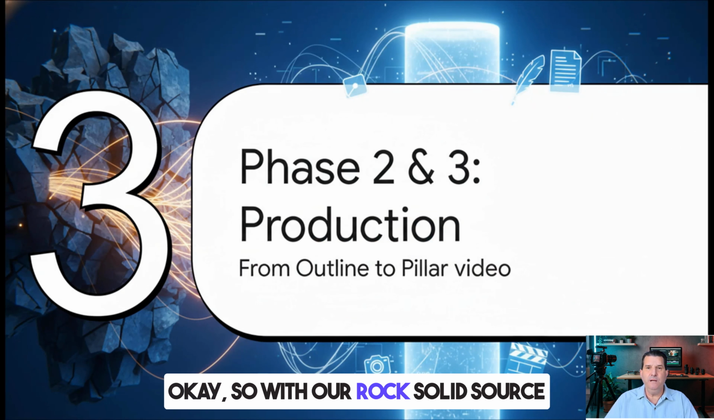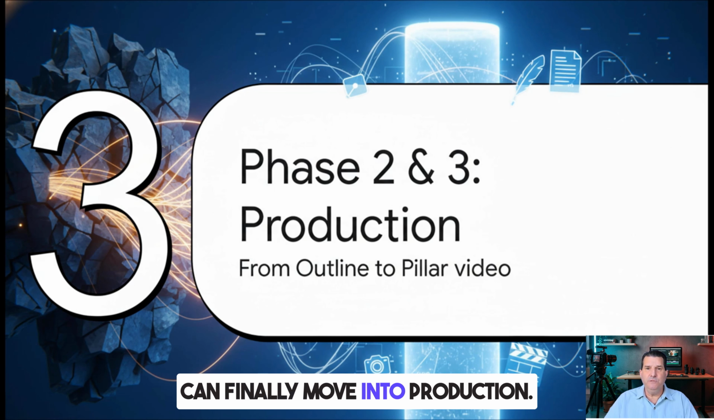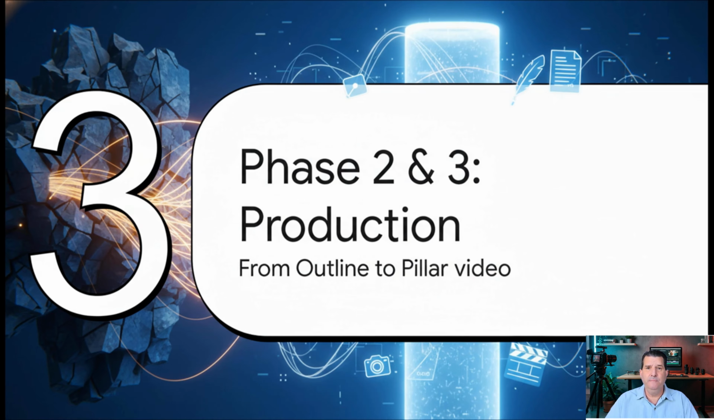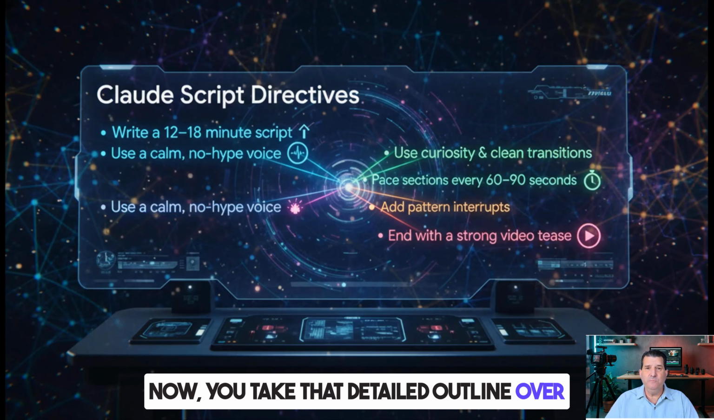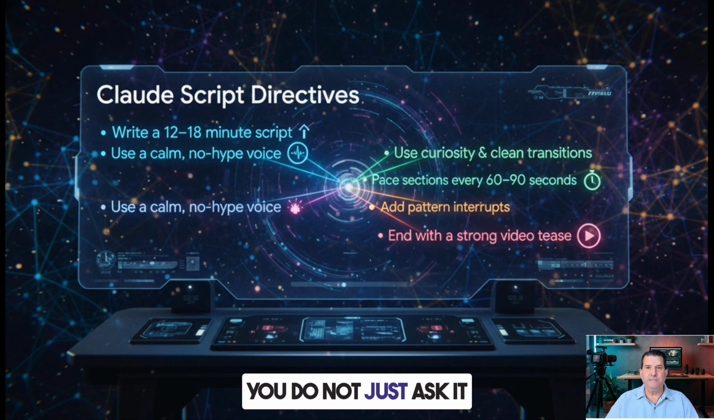Okay, so with our rock-solid, source-grounded outline completely done, we can finally move into production. This is where we turn that blueprint into a compelling script and then create our single most important asset, the pillar video. Now you take that detailed outline over to a writing AI, something like Claude. And here's the key. You do not just ask it to write a script. That's a rookie mistake.